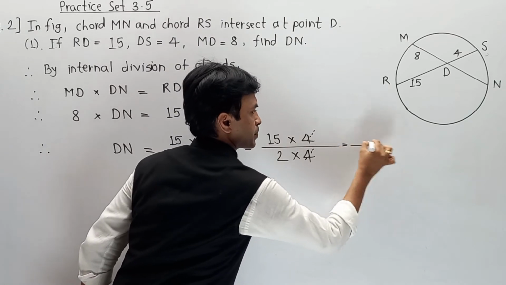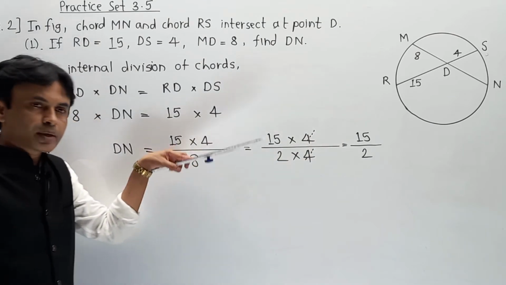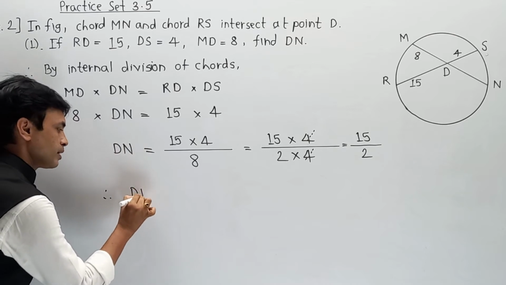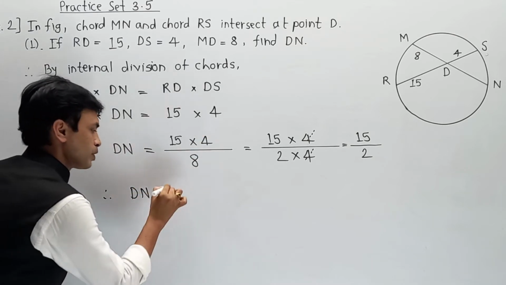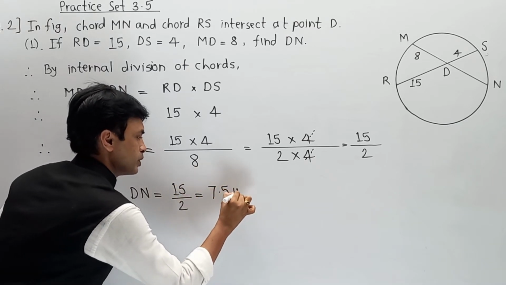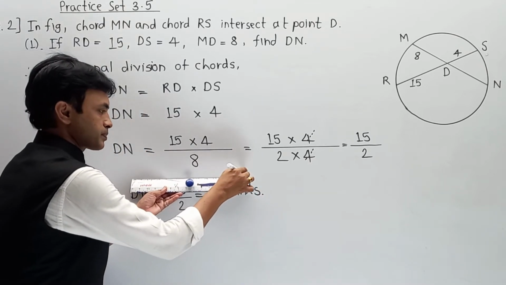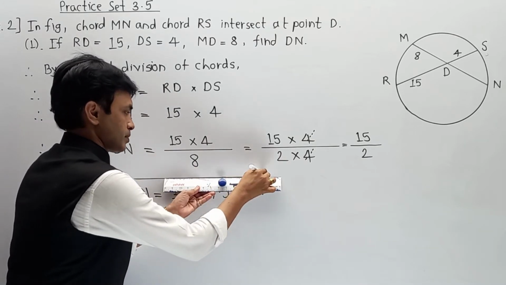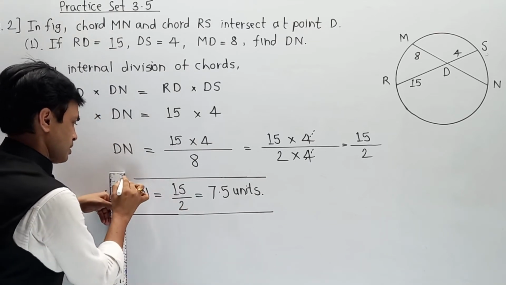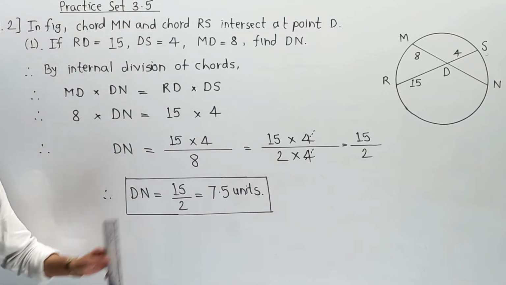So our answer becomes 15 upon 2. No doubt, I am going to write it here. You can write properly in descending order. And the point is, therefore, DN is equal to 15 upon 2, or you can write it as 7.5 units, as they don't provide any units, and this is your final answer. And in this way, you can complete your numerical part.